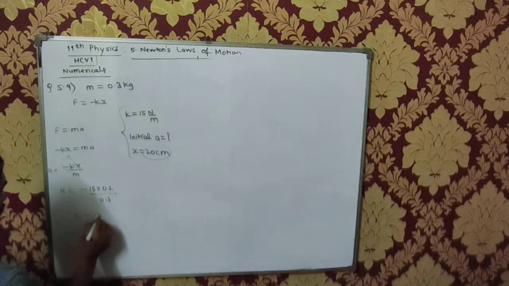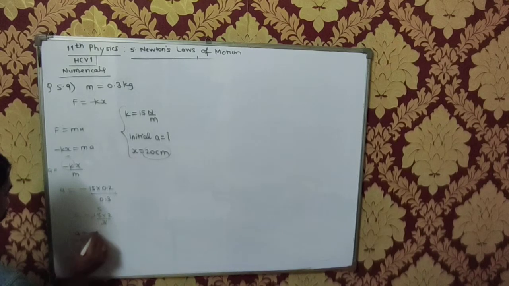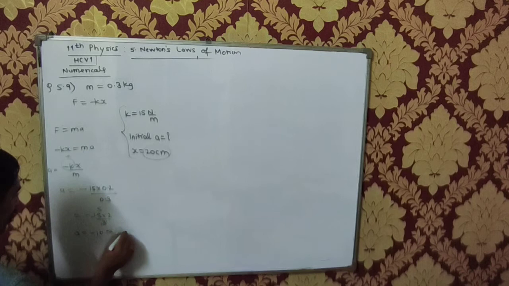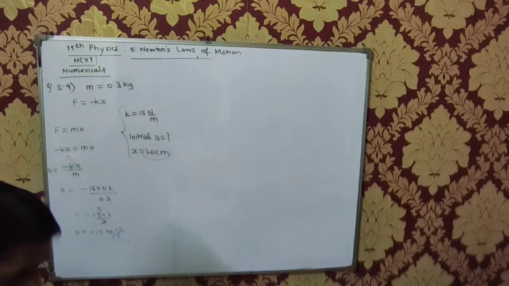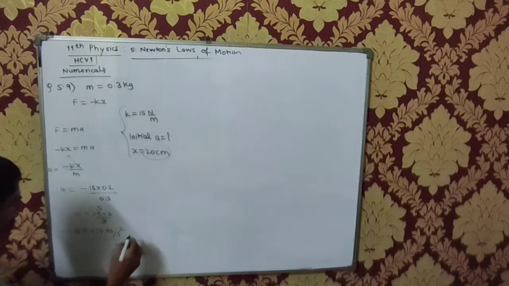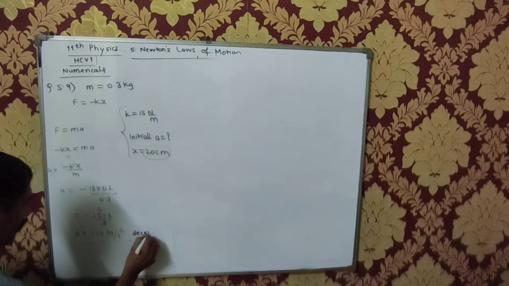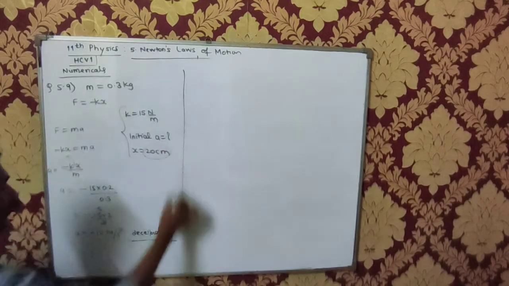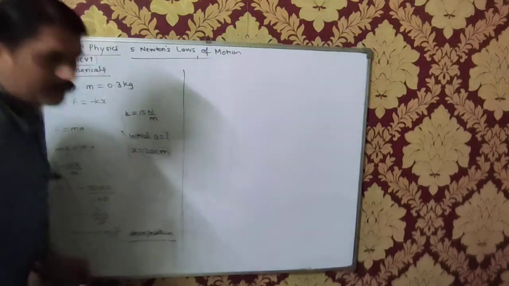1.2 cancel, minus 15 into 2 upon 3, 5 is 15, 5 twos are 10. Acceleration is minus 10 meter per second square. Answer. Is this okay? Any doubts? So that means it's a deceleration. Yeah, it's a deceleration. Is this okay? Easy? Okay.